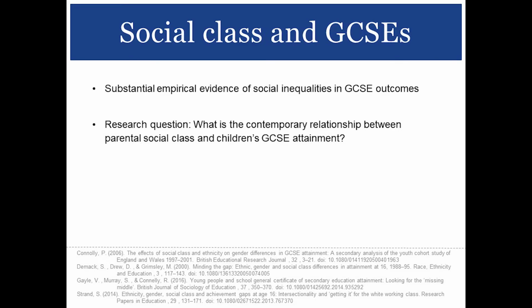There's substantial empirical evidence of social inequalities in these GCSE outcomes, for example, in social class, ethnicity, and gender. In particular, previous research sees clear social class inequalities in GCSE outcomes. Pupils from families in more advantaged social classes tend to have more favourable outcomes than their peers in less advantaged social classes. So the research question for this work is, what is the contemporary relationship between parental social class and children's GCSE attainment? What we want to unpick is what the relationship is for the most up-to-date and contemporary data that we have available to us.